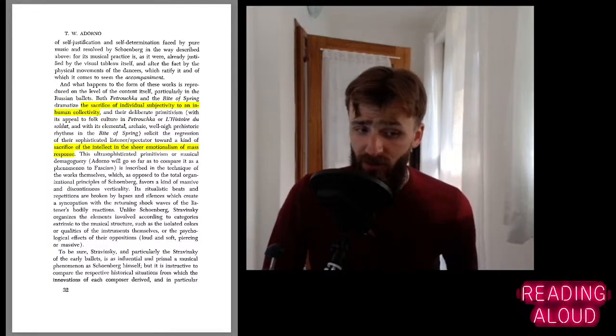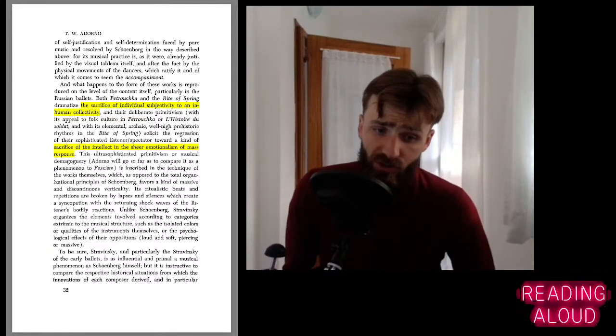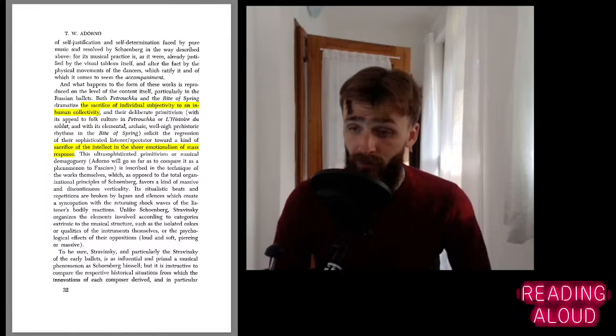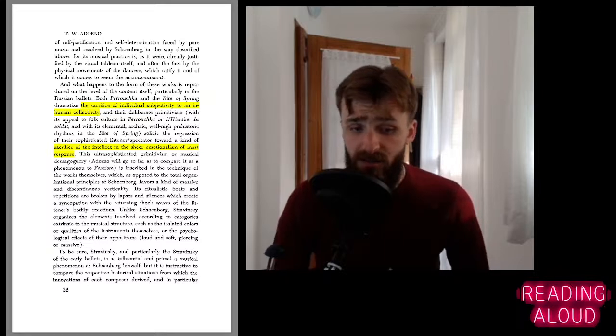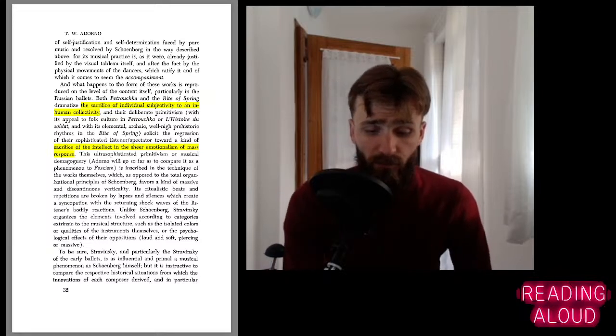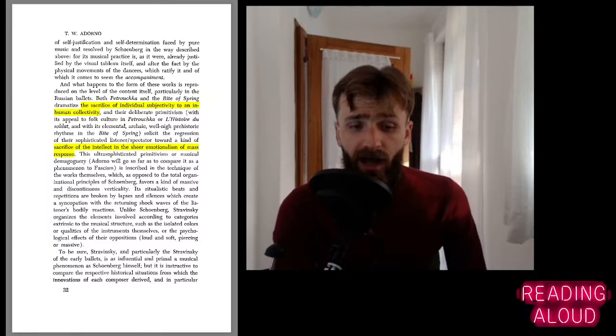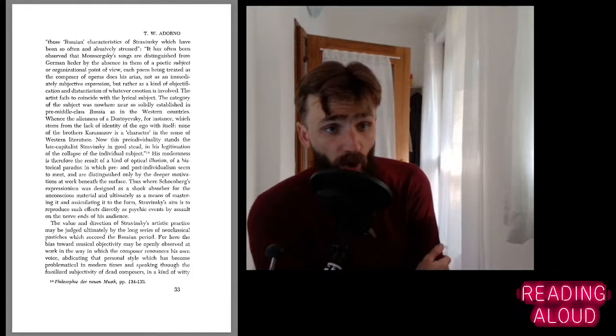To be sure, Stravinsky, and particularly the Stravinsky of the early ballets, is as influential and primal a musical phenomenon as Schoenberg himself, but it is instructive to compare the respective historical situations from which the innovations of each composer derived, and in particular, quote, "those Russian characteristics of Stravinsky which have been so often and abusively stressed," end quote.